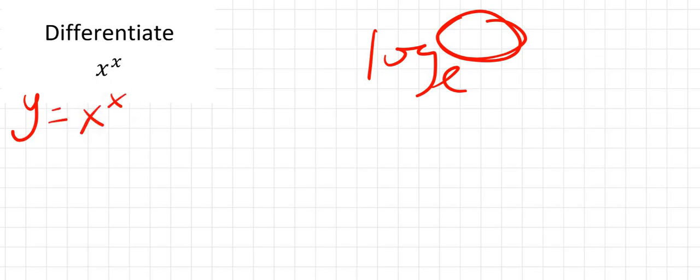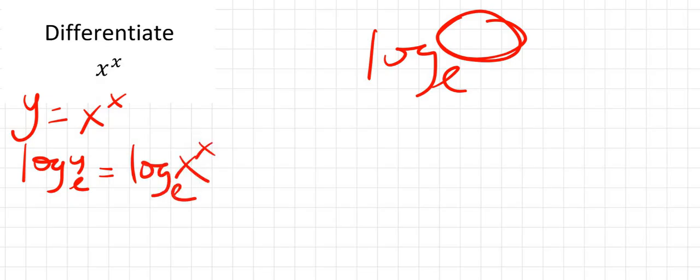If y equal x to the power of x, take log of both sides to base of e. I have log y to base e equal log x to the power of x to base of e. And from here, I can write this in terms of ln. I can say ln y equal ln x to the power of x.